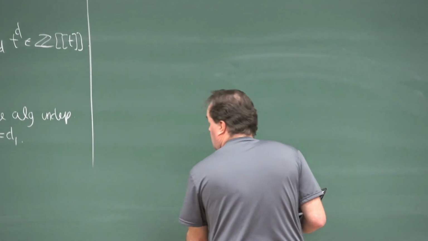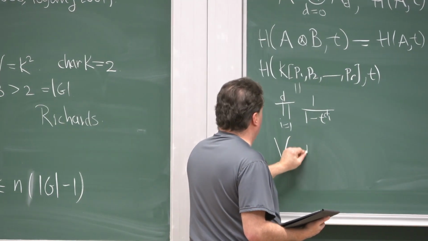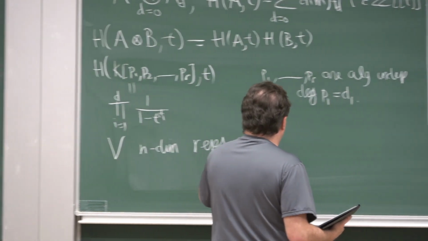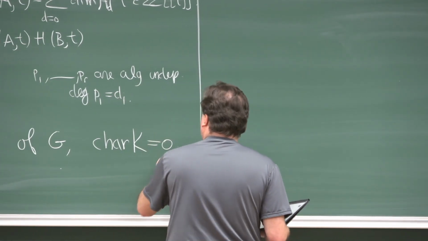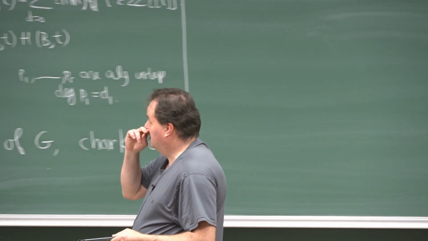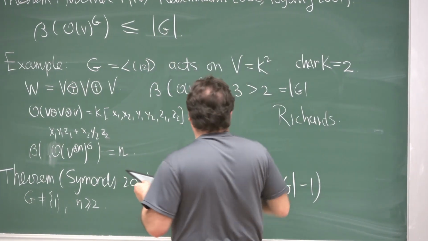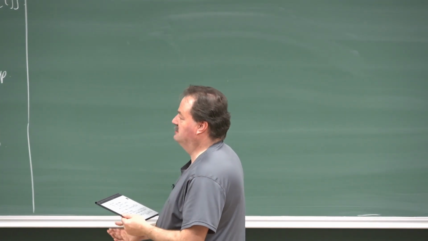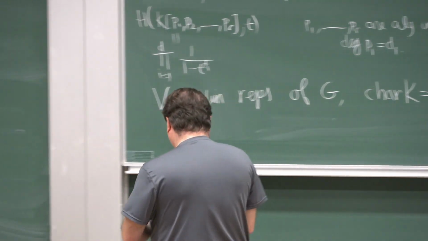So let's now assume we have an n-dimensional representation of G, where G is finite. Also, I'm going to assume now that the characteristic of K is equal to 0. And some of the statements I'm going to say could actually be generalized to the non-modular case where the characteristic doesn't divide the group order, but then you would have to modify the statement a bit. But in principle, it still works. But I'm just going to assume characteristic 0.